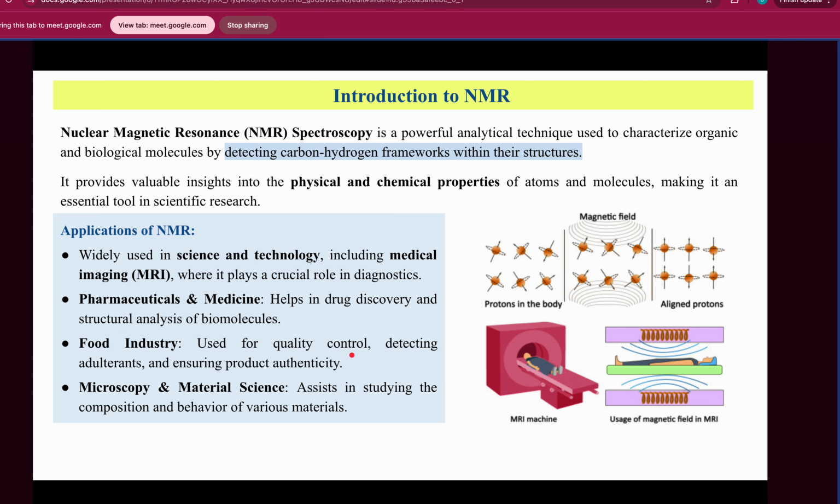With the help of NMR spectra, we can also look for adulterations, or check whether some impurities are being added into some materials. So for that purpose, it is used for quality control, detecting adulterants and also ensuring the authenticity of a product. Along with this, it is used in microscopy and material science, in which it helps to study the composition and behavior of various materials.